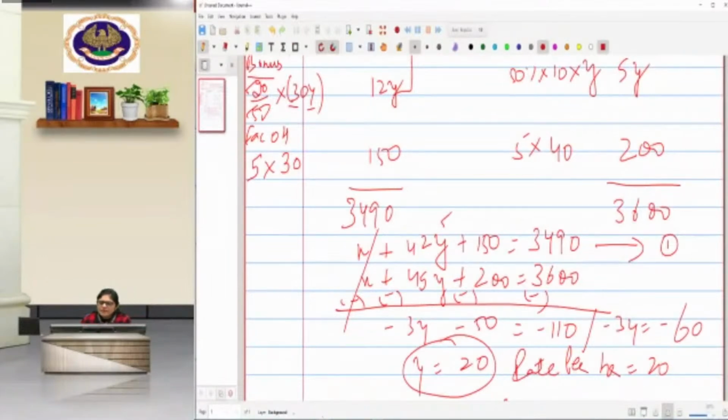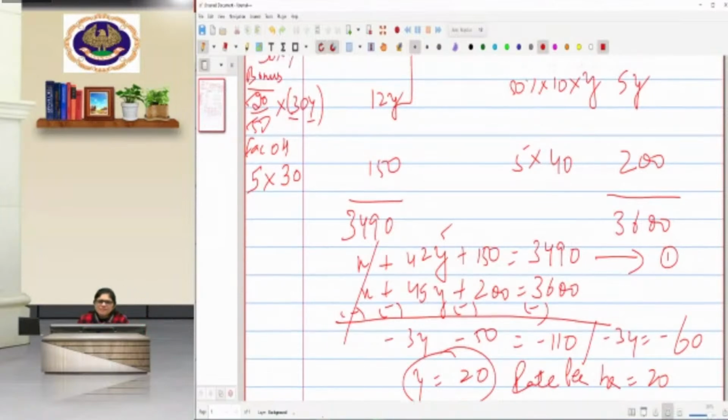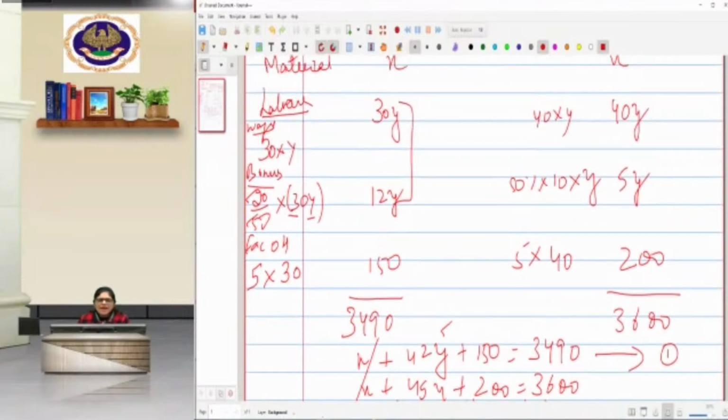Okay, so the rate per hour comes out to be 20. I hope now students have understood. Anybody who has not understood? All right, yes, Y is 20. So now we will place the figures of 20. Y has come out to 20.